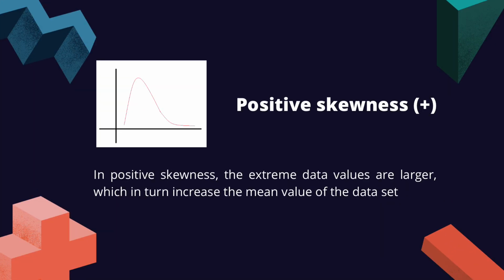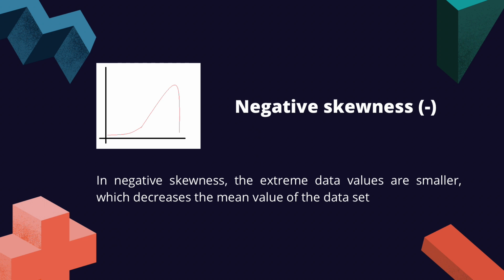As you can see in the graph, in positive skewness, the extreme data values are larger, which in turn increases the mean value of the data set. Or in simple terms, a positive skew distribution is the distribution having the tail on the right side. And in the negative skewness, the extreme data values are smaller, which decreases the mean value of the data set. Or the negative skew distribution is the distribution having the tail on the left side.